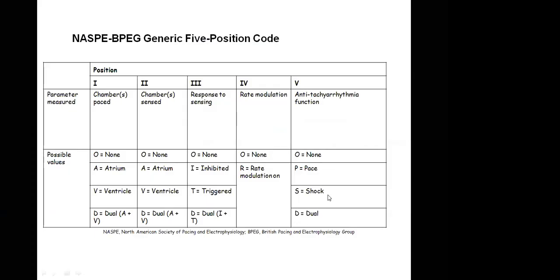Yes, sir. Okay. Sorry, did you get the rate modulation default code? Yes, we got it. Yes, sir. So the fifth code is for ICD. As I said, it is a form of getting anti-tachycardia pacing or shocking.